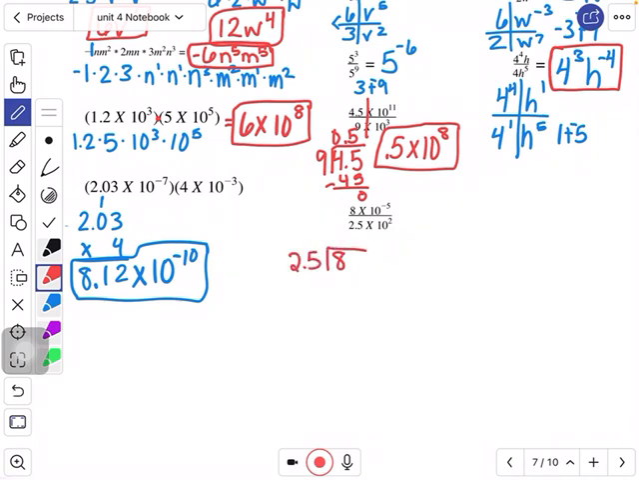some zeros. You can use a calculator to do this division. 25 goes into 80 3 times. That's 75. Subtract, you get a 5. Bring down the 0. 25 into 50 is 2. So you get 3.2 times 10 to the negative 5 minus 2. So that's negative 5 plus negative 2 is negative 7.